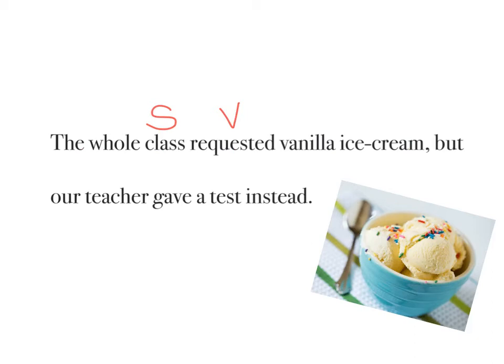Let's fill in the gaps. Do we get any other words on this side of the sentence that tell us about class? Of course we do. Which class is it? The whole class. That's our complete subject. It's the simple subject plus any modifiers.